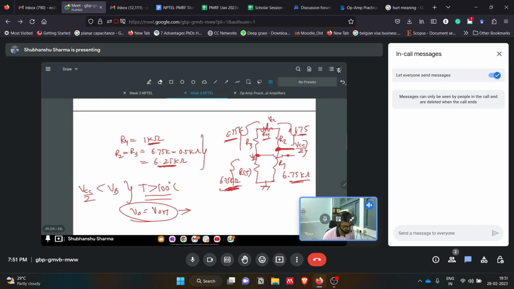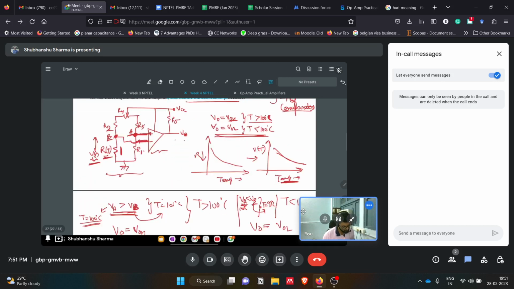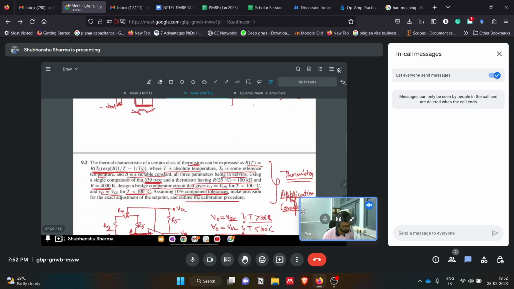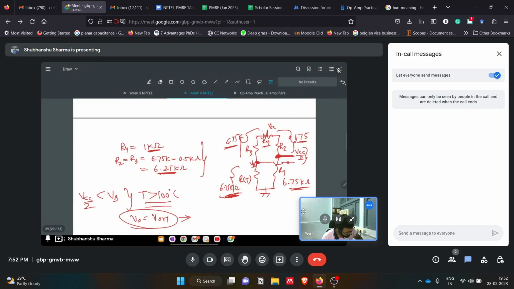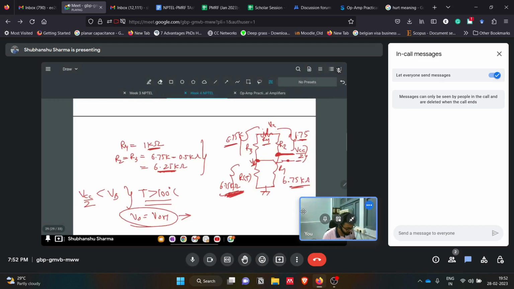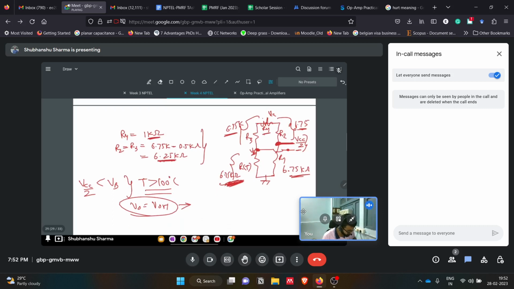So this is how we realize this thermistor circuit using a comparator. We are switching off and on. Once this voltage VB is less than this voltage VCC by 2, the output switches. But if the temperature is less than 100 degrees Celsius, then this VB will be more than VCC by 2. So in that case, V output will be VOL. Okay. So this was the question.